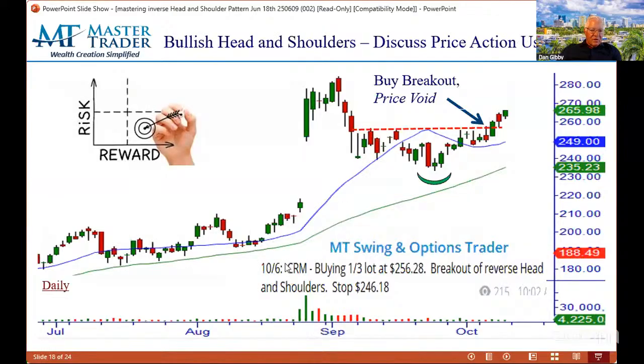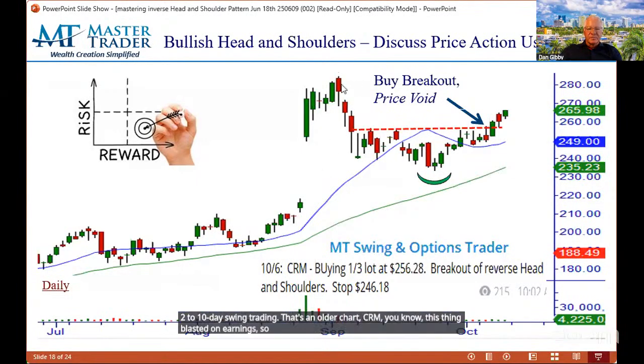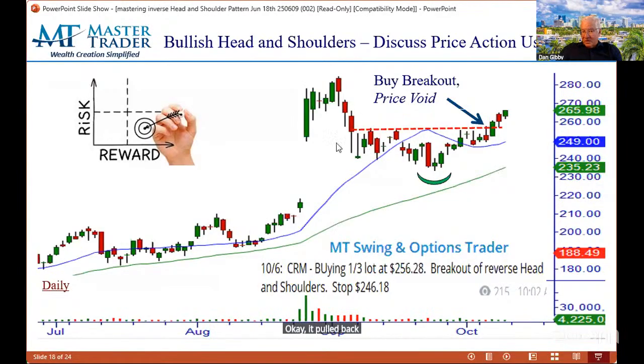This is an older chart, CRM. This thing blasted on earnings. So what am I supposed to do? Okay, it pulled back. You're going to have some buyers there, but that's not a quality buy setup to us because there's no support. It's far from this unfilled gap. It came down hard. So we just monitor it. Went sideways, still can't break out. Made a new low, reversal, back up, closing breakout. There we go. We're buying over the high of that green bar, target 280.